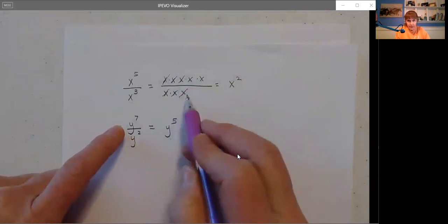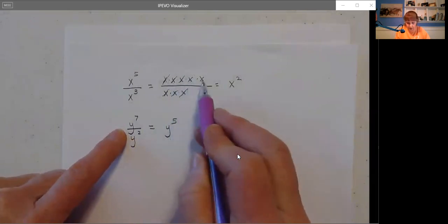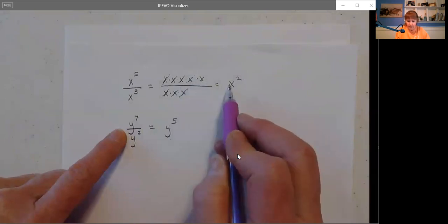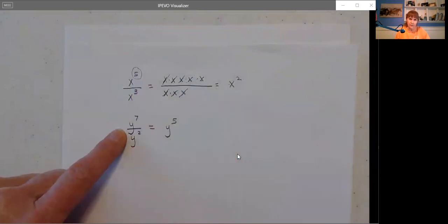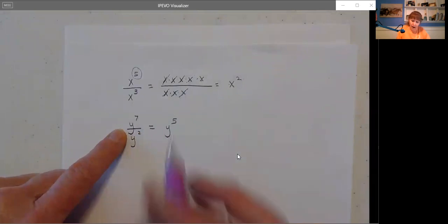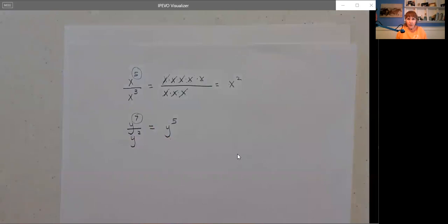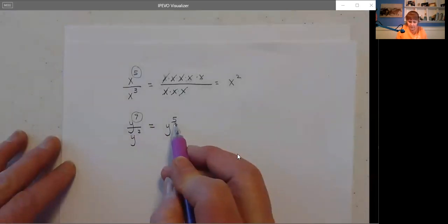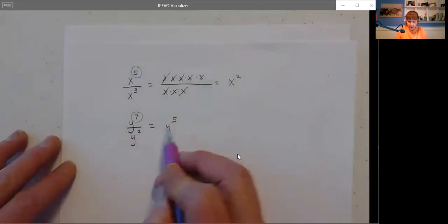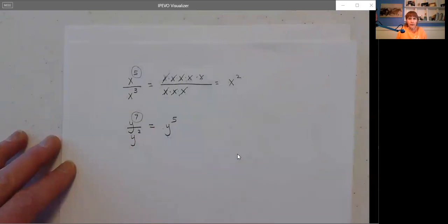Well, obviously from this case here, the 2 x's that were left were in the numerator because I had more of them in the numerator to start with. I've got 7 of them. So I know I'll be left over with 5 in the numerator. We just don't put it over 1.